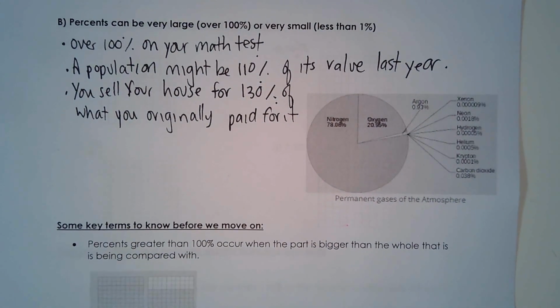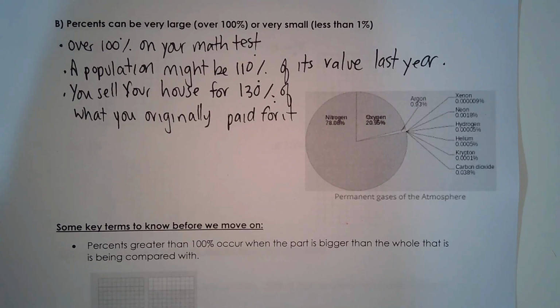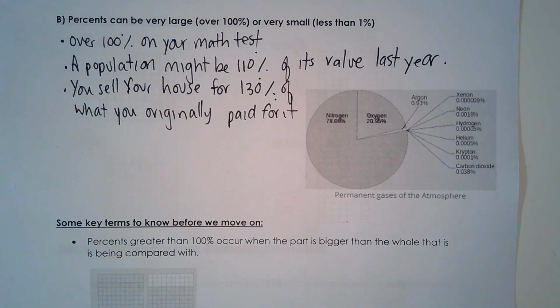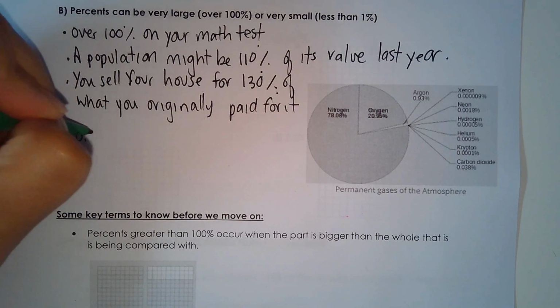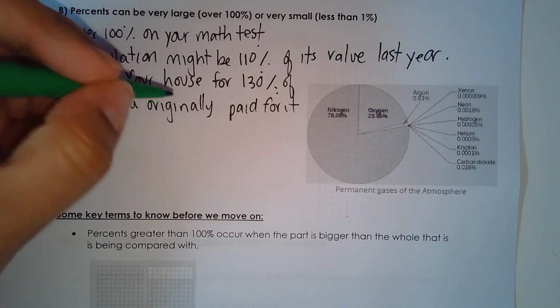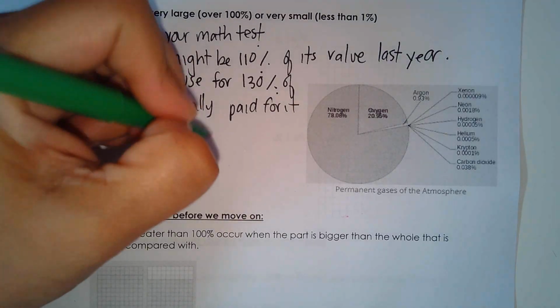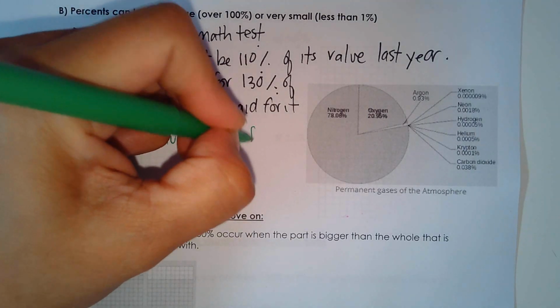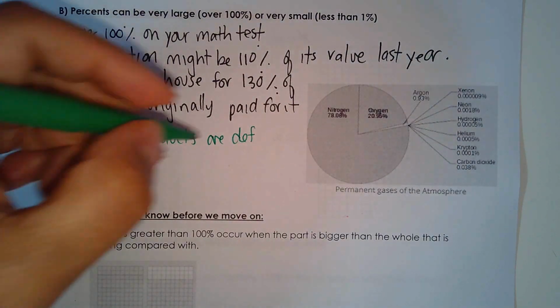Okay, and let's look at some small percentages. So we'll do those in a different color here. Operators in a factory might find that 0.5% of products are defective, in a manufacturing plant, for example.